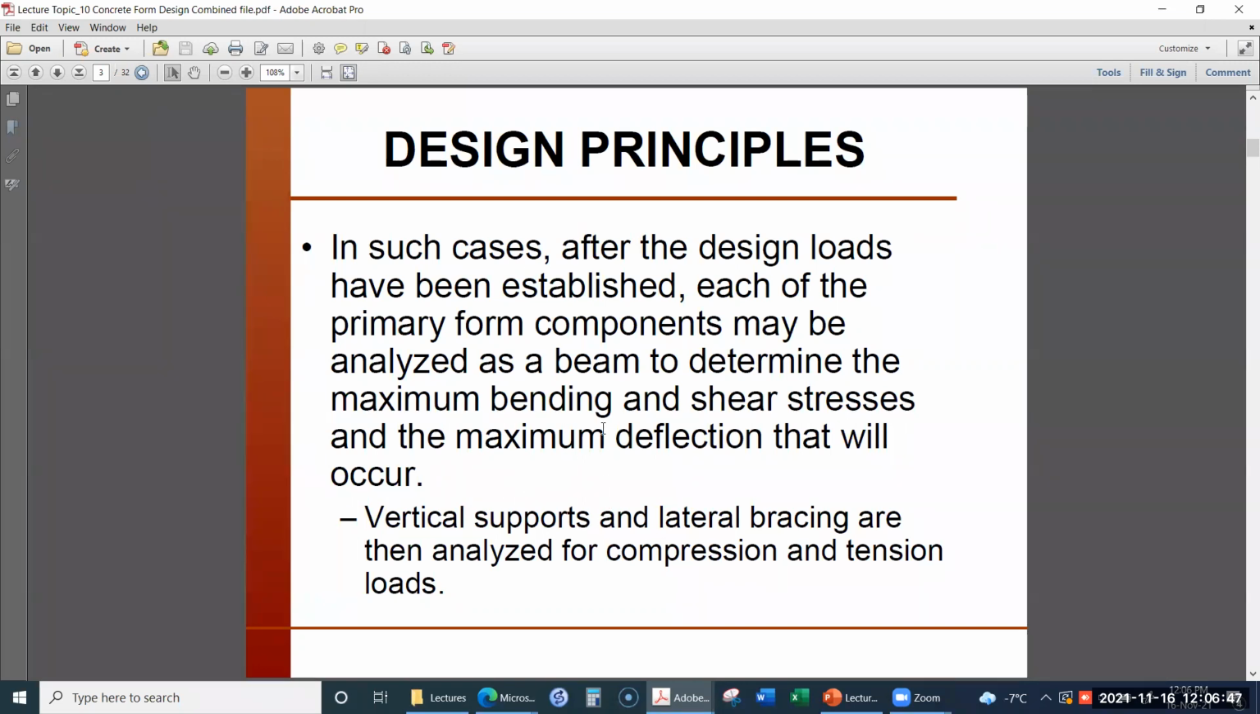Once the proper members for the formwork have been selected, proper sections have been selected, we need to provide them the supports as well. These can be vertical supports and lateral supports. Therefore, the design of formwork also involves various steps, such as the design of the member itself and the design of the proper support.